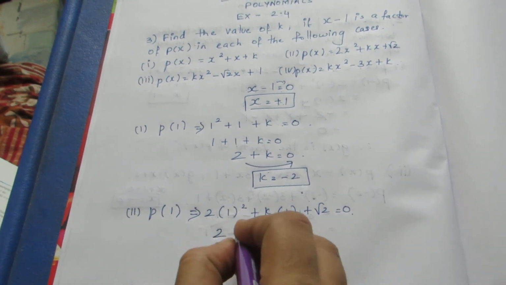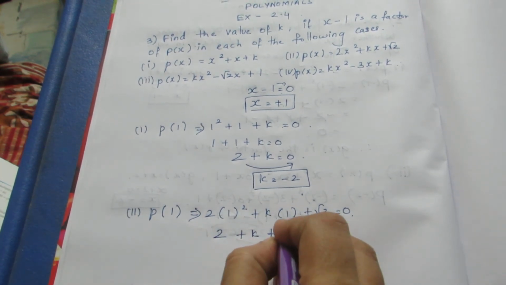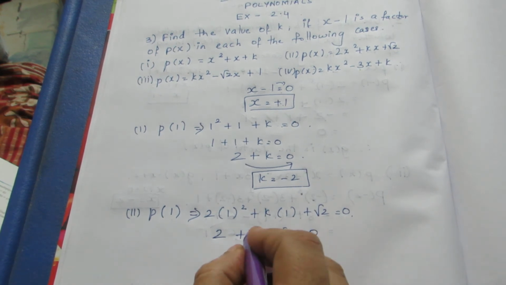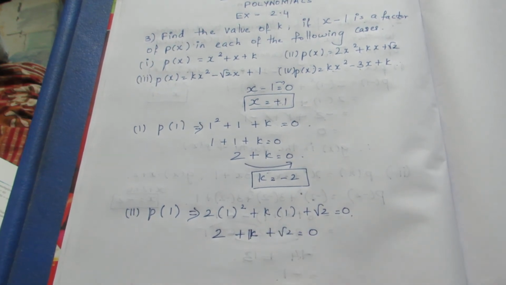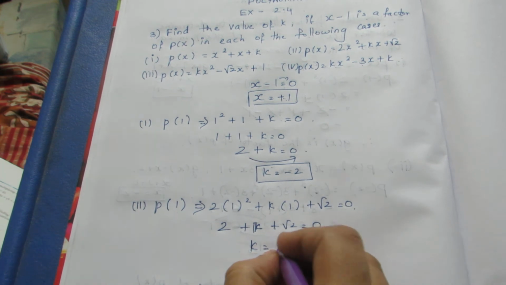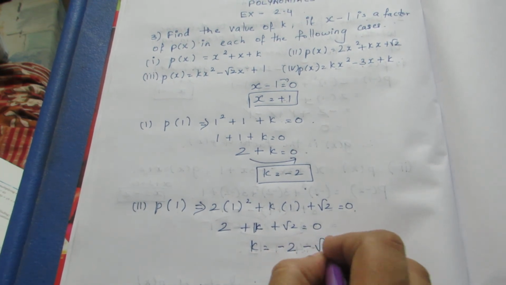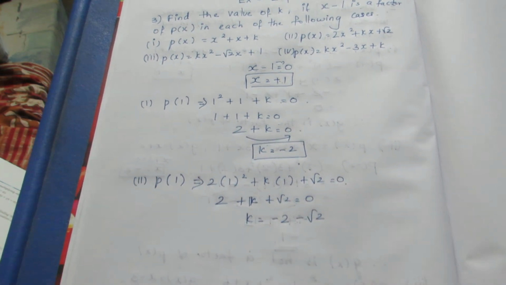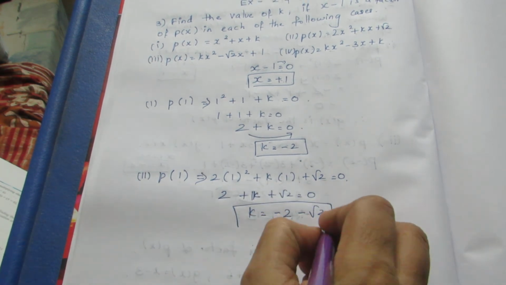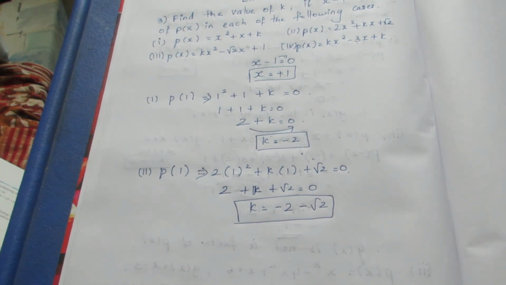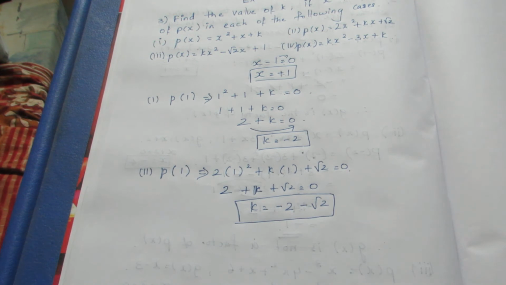Here this becomes 2 plus k plus root 2 equal to 0. Other than k, bring both the numbers to this side. So k is equal to minus 2 minus root 2. Plus will go that side as minus. So the final answer for k will be minus 2 minus root 2 for this sum.